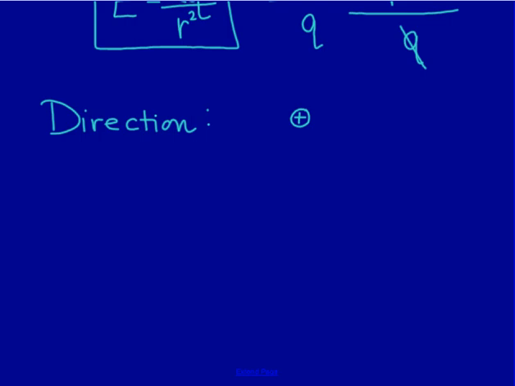Basically, if we have some sort of field present, let's say that there's a field present in this blank space, then if I were to take this test charge and put it in that field, it would feel a force. Let's say again, for example, that it feels an upward force. If that's the case, then I know that the direction of the field is up. The direction of the electric field is the same as the direction of the electric force felt by a positive test charge.